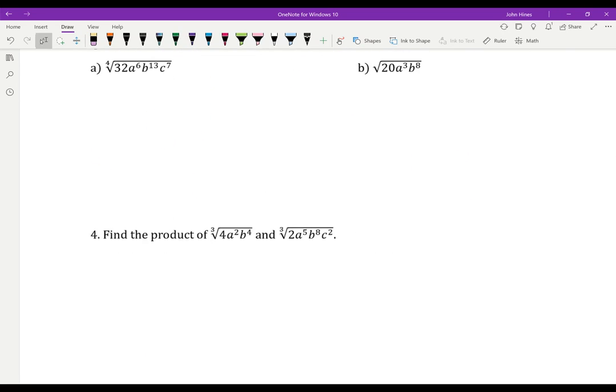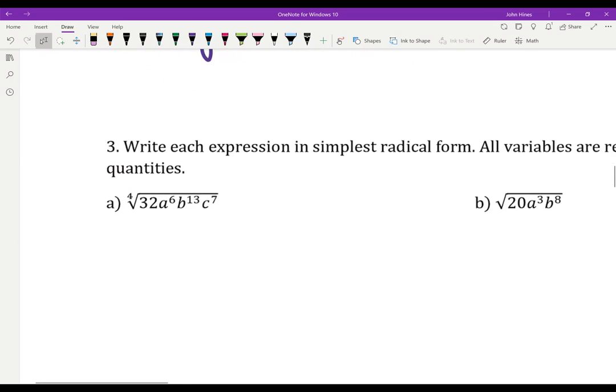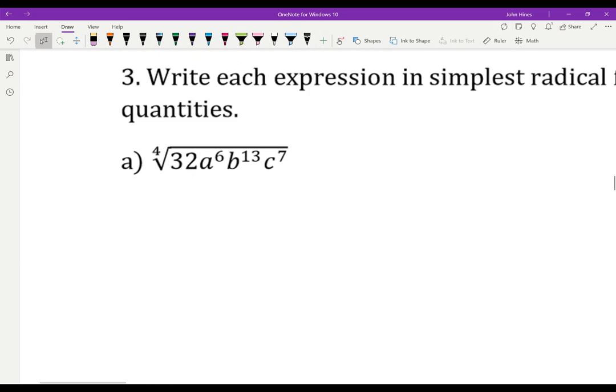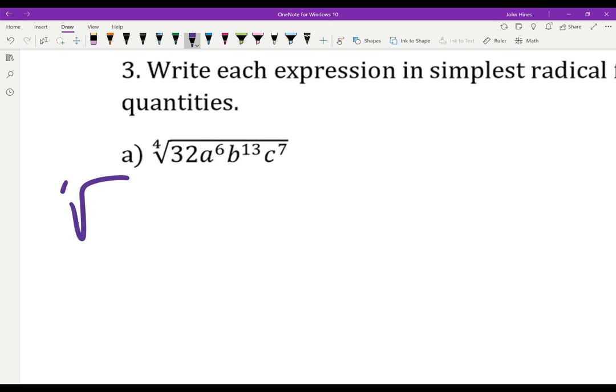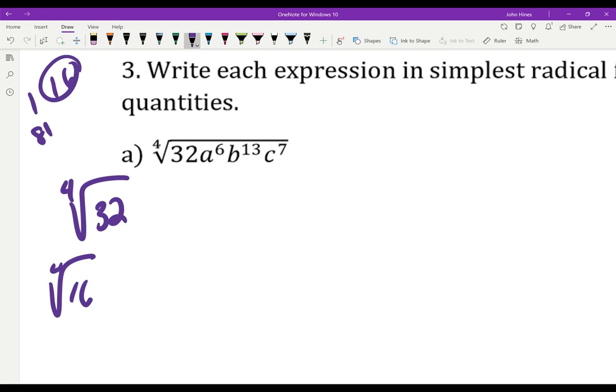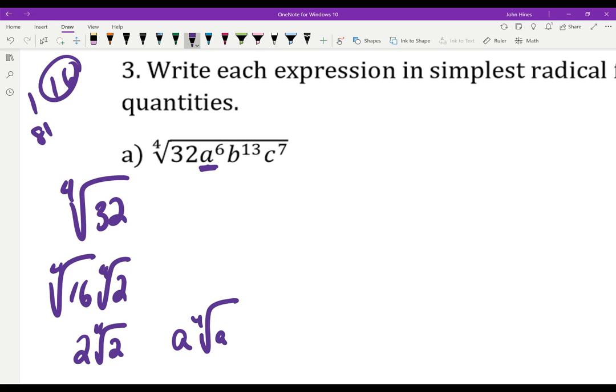All right, let's try these guys here. Let's deal with the number first, the fourth root of 32. What were my perfect fourths? 1, 16, well, it's got to be 16. So I've got the fourth root of 16 and the fourth root of 2. So 2 fourth roots of 2. How many groups of 4 can I make there? Well, I can make 1 group of 4, and that leaves me with 2 left over.